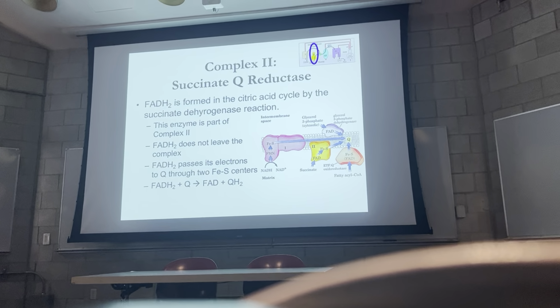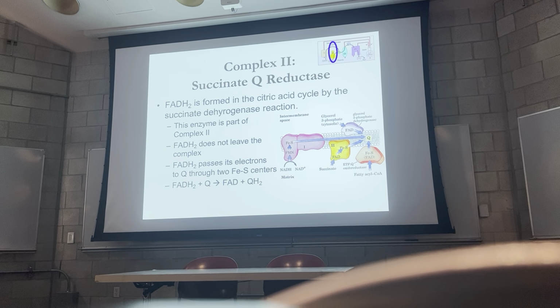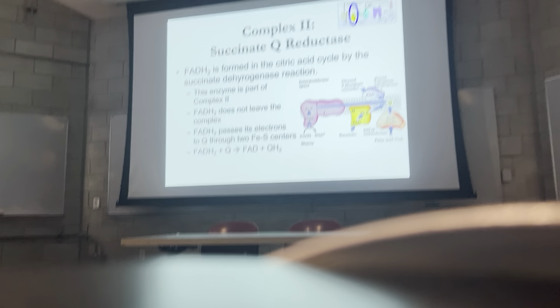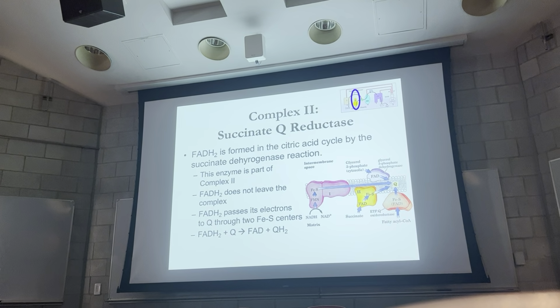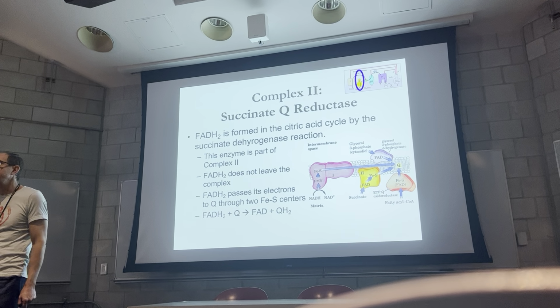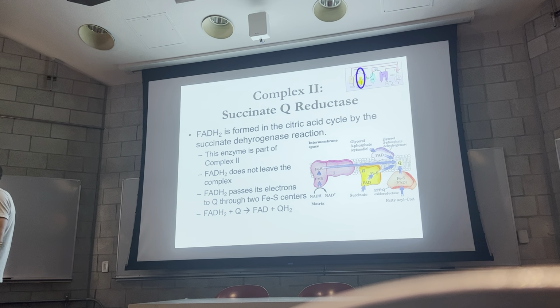Let's talk about complex 2 now. Succinate Q reductase. Remember, this thing is huge. It also has many, many subunits, but it also has the enzyme succinate dehydrogenase, which is part of the citric acid cycle. It oxidizes succinate to fumarate, generating FADH2. And so what's going to happen in complex 2 is that FADH2 is going to donate electrons to, you guessed it, coenzyme Q. So it's working almost the same way as complex 1.